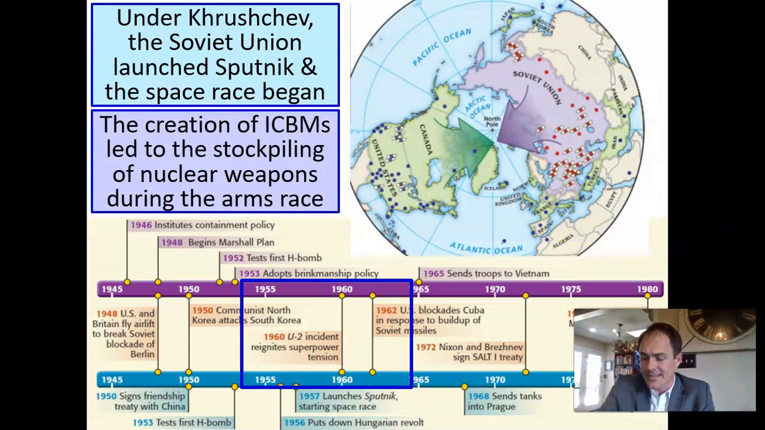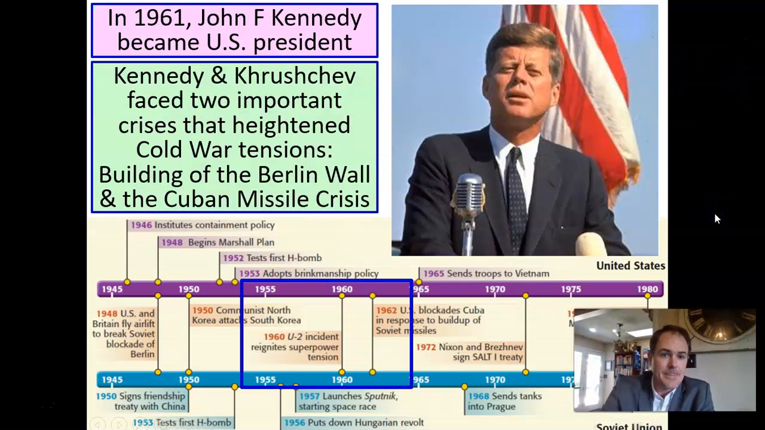Also, remember we talked about last time, the arms race is a nuclear arms race, especially after the creation of ICBMs, these intercontinental ballistic missiles. In other words, missiles that could cross continents carrying nuclear weapons, right? It leads to this massive buildup of nuclear weapons.